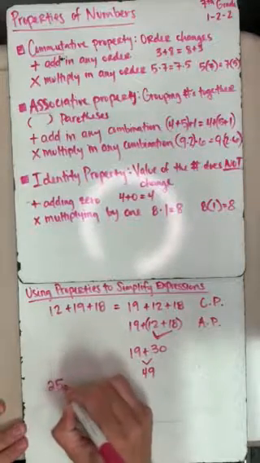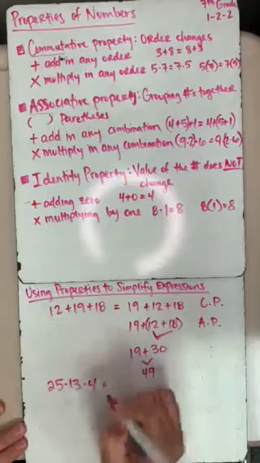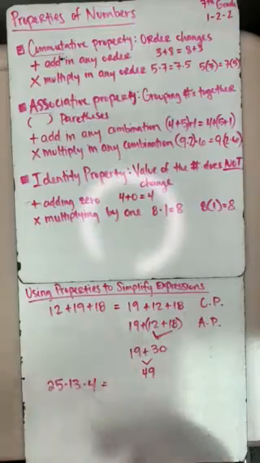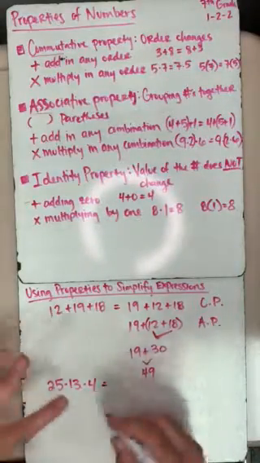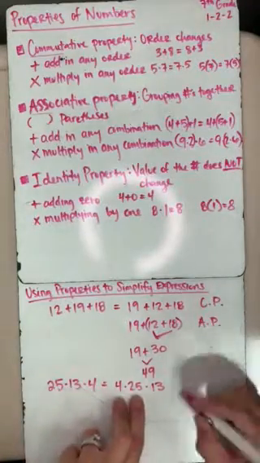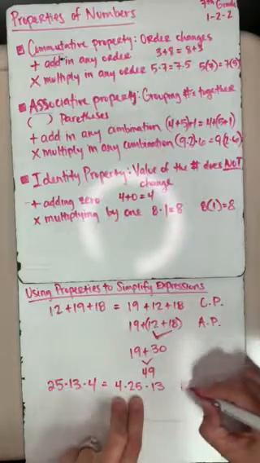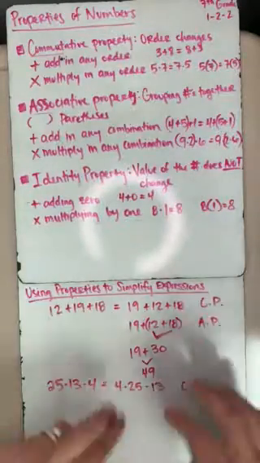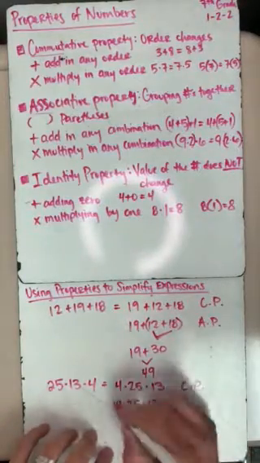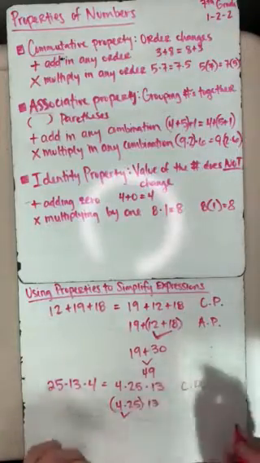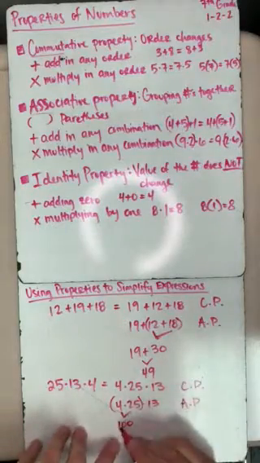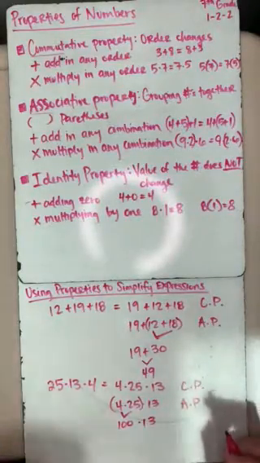So if we started out with 25 times 13 times 4, the first thing I'm going to do is I'm going to get this 4 and this 25 together because it makes a nice number when you times them. So I'm going to say 4 times 25 times 13. The reason why I could do that is because of the commutative property. Now that I have them together, I am able to multiply them using my associative property, that property that uses parentheses. And I can say, okay, I have my 100, I'm going to times it by 13, and now I can just go ahead and finish.